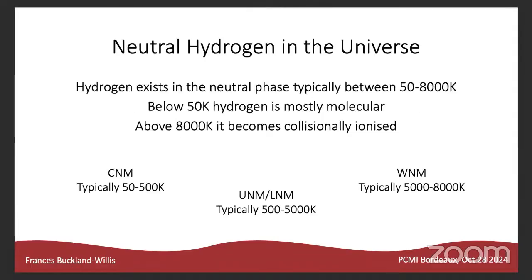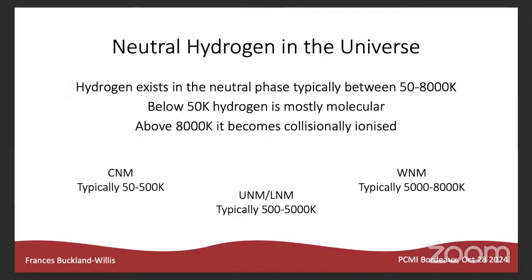So hopefully many of us are familiar with neutral hydrogen in the universe, but neutral hydrogen is a very important part of hydrogen, which is obviously an important part of the ISM. And in the neutral phase, typically what we see in local conditions in terms of temperature ranges is that it exists between about 50 to 8,000 Kelvin. So below this lower limit, we start to get into the molecular range of things. And above the upper limit, we start to get into collisional ionization.